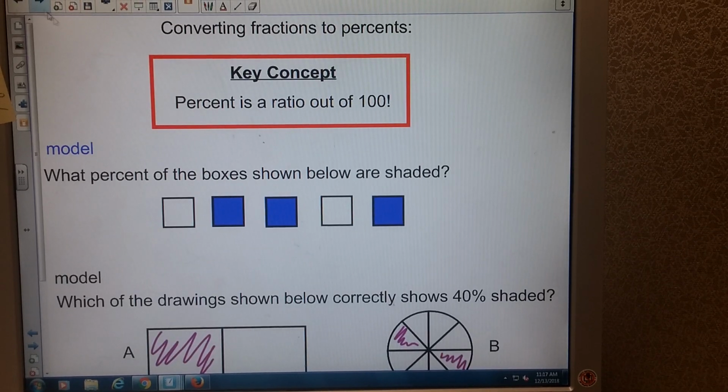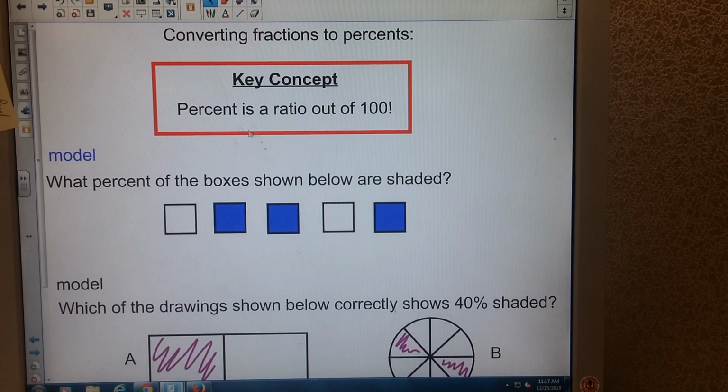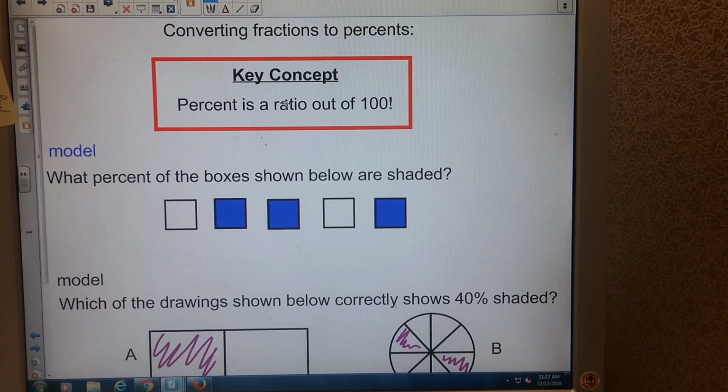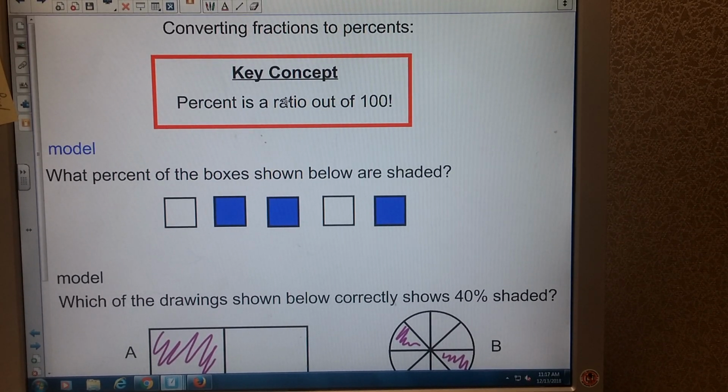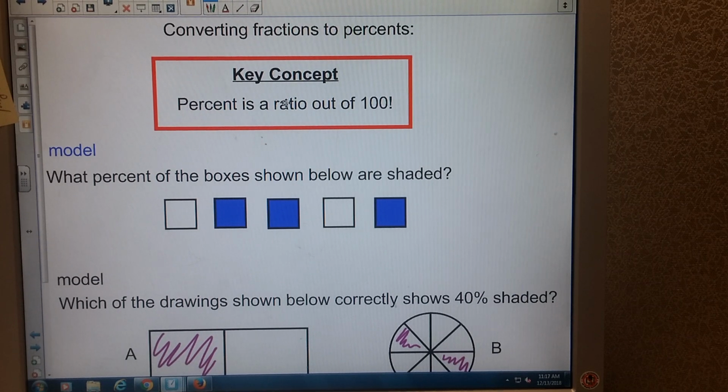So when you convert fractions to percents, the key concept is in a red box here. Percent is a ratio out of 100. Pause the tape and put this in your notes.